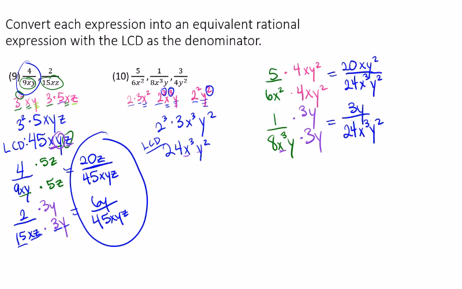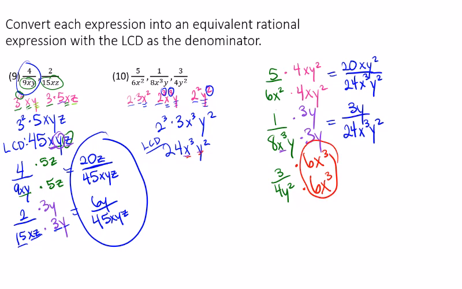All right, and last but not least, we have 3 over 4y squared. So we're going to ask ourselves the same questions. What can we multiply by 4 to get to 24? It'd be 6, so I'll multiply by 6. And then I don't have any x's, so I need to multiply by x cubed to get all 3 of those x's. And then I have a y squared already, right? So I don't need any y's. So whatever I do to the bottom, I'm going to do the same thing to the top.